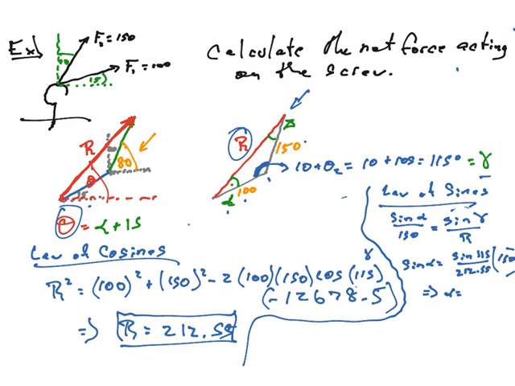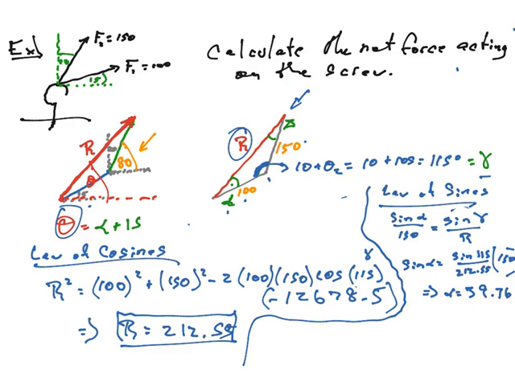So what does this say? Sine of 115 divided by 212.55 times 150. Then take the inverse sine of that. Tells us alpha must be 39.76.